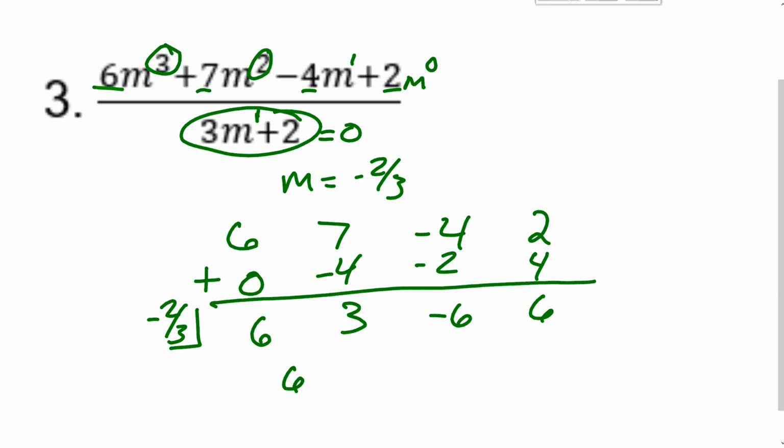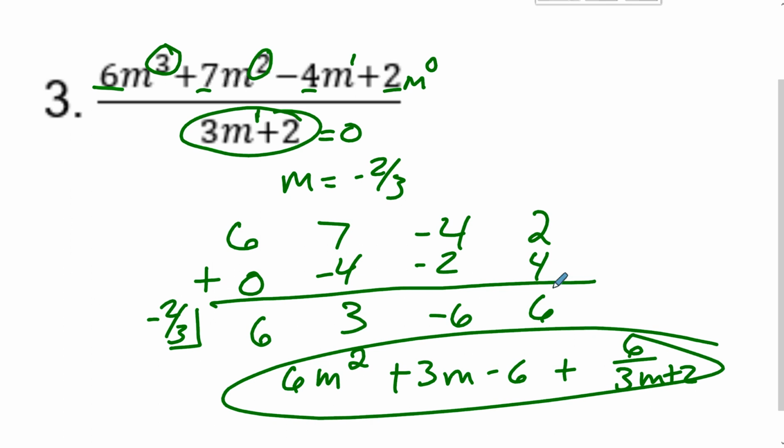So this is 6m. Now I drop the power because I'm dividing by a degree of 1. So I'll go 2 plus 3m minus 6, and then with the remainder of 6 over what I'm dividing by, 3m plus 2. There you go. All done. Under 12 minutes.